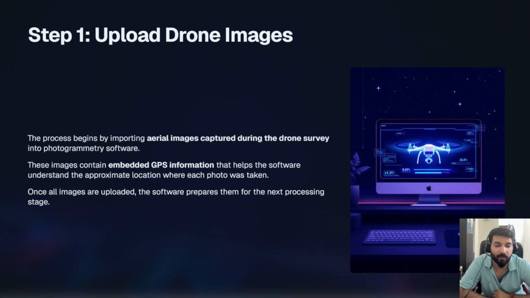Step 1. Upload drone images. The process begins by importing the aerial images captured during the drone survey into the photogrammetry or mapping software. These images usually contain embedded GPS information, which helps the software understand the approximate location where each image was taken. Once all images are uploaded, the software prepares them for processing.